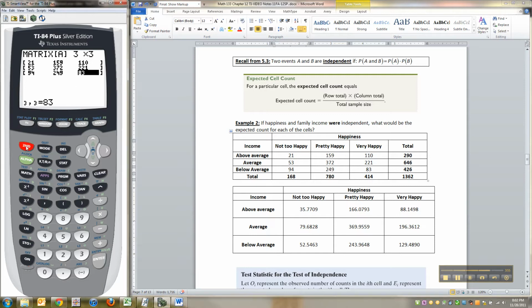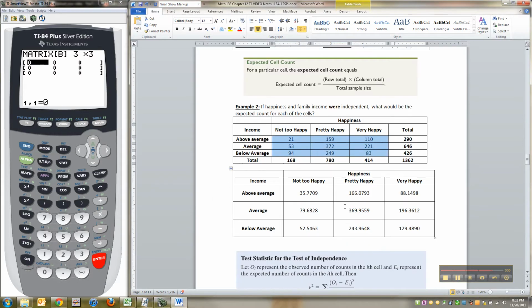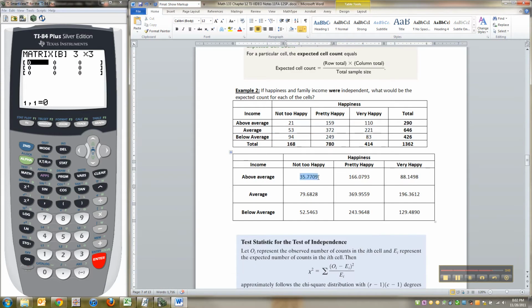All right, now I want to do it again. So go to second, go to matrix. You want to edit again. You can see that matrix A is sitting right there. So I'm going to edit matrix B, number 2. I'm going to make it a 3 by 3 matrix. And I'm going to type in the values I expected, which are all these values, 35.77 and so on.